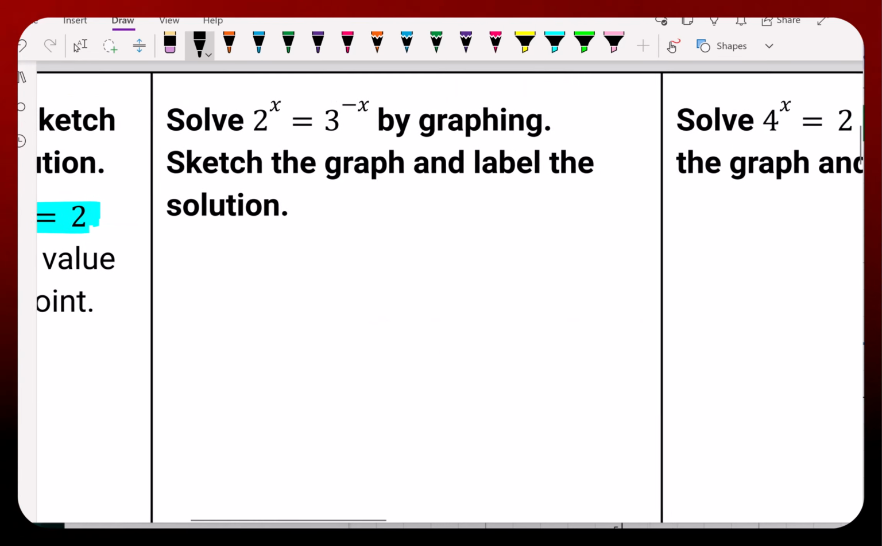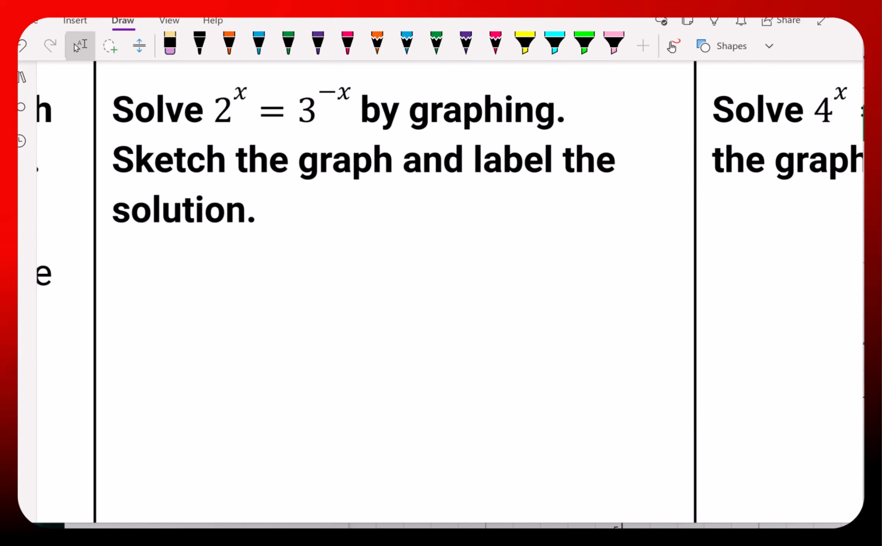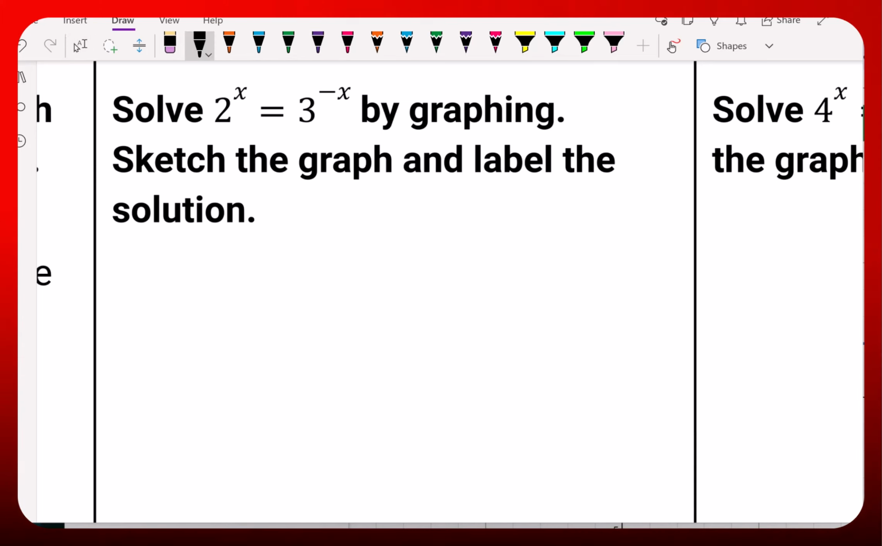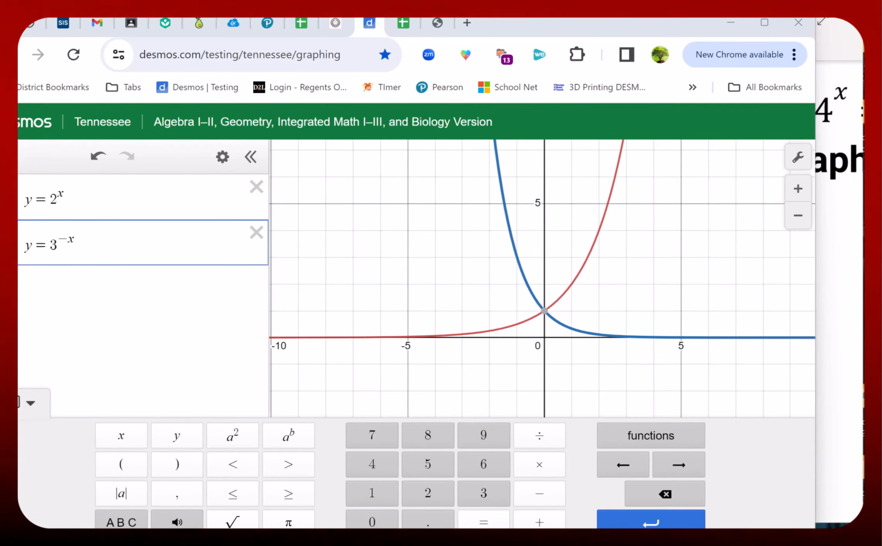Let's go ahead and look at this one. I'm going to do this one with you. So it's 2 to the power of x and 3 to the power of negative x. All right, I'm going to pause it and graph it, and let's look at it. All right, so here's our results.